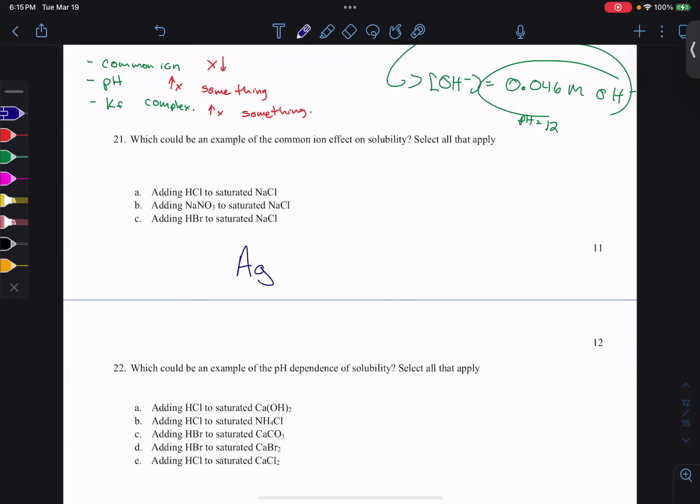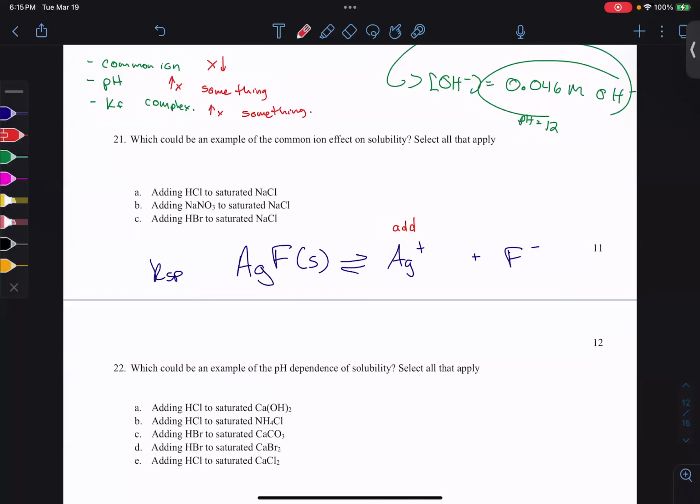What if I had AgF solid? That has a KSP. If we write that KSP expression, this breaks up into Ag⁺ and F⁻. Pretend we have a saturated solution of this stuff. What does Le Chatelier's principle predict if we add Ag⁺? Which way does it shift? Backwards. So what should you observe with your eyeballs? Solid comes out. More solid forms.